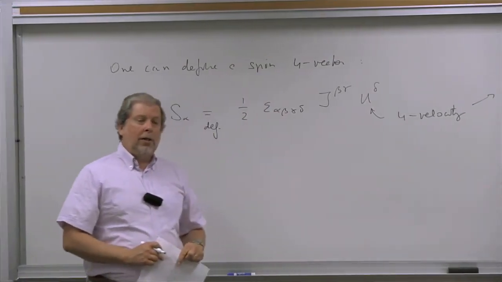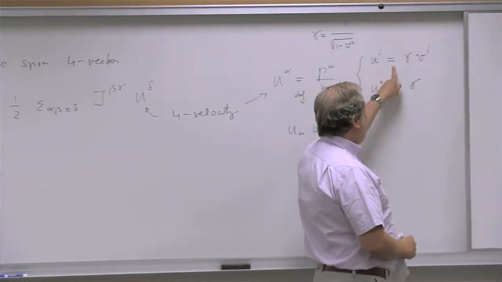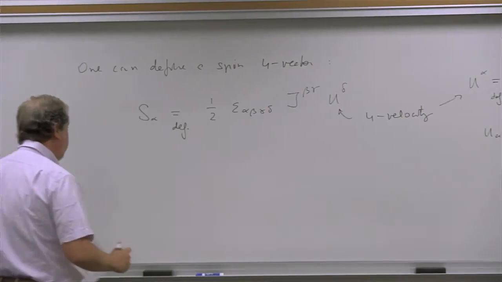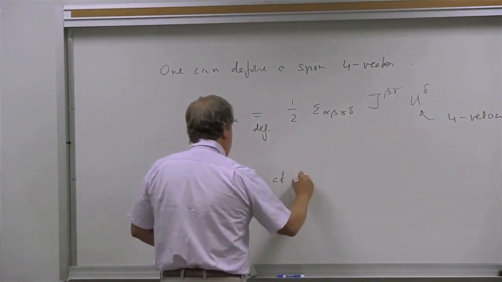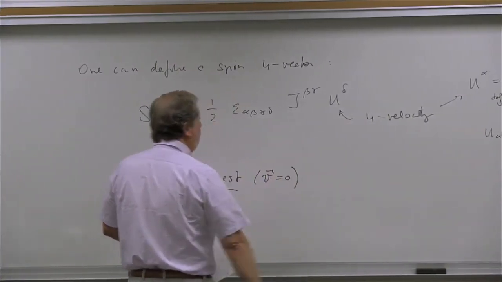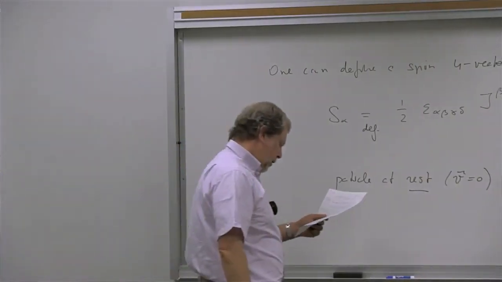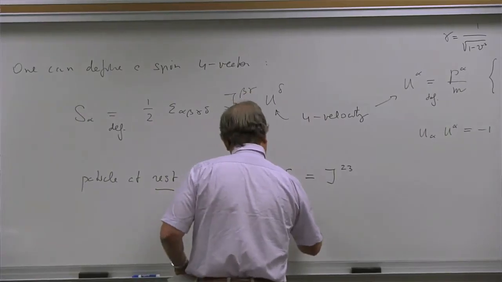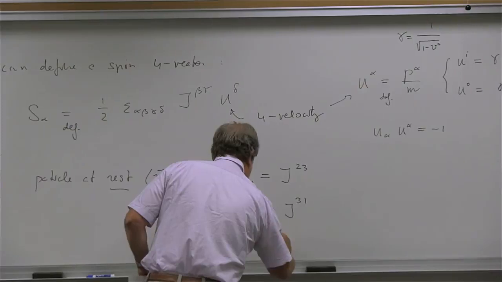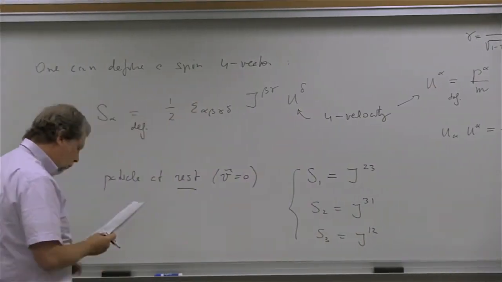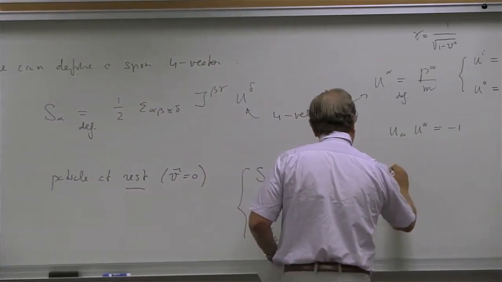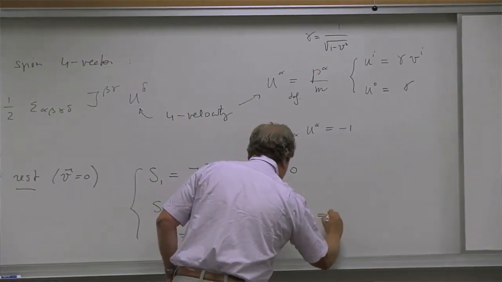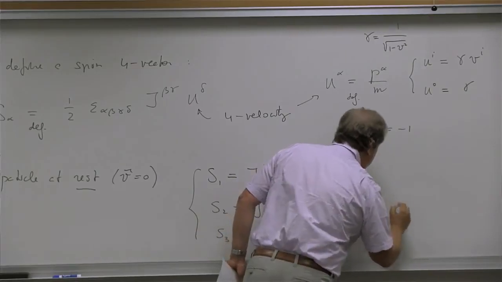And if the particle is at rest, then the u^i are equal to 0, and u^0 is equal to 1. So for a particle at rest, v equals 0, which means in a frame that is attached to the particle, S1 is just J23, and S2 is J31, and S3 is J12. And S0 is 0. And you can also calculate that U^α S_α is always equal to 0, sorry, because the zero component is subtracted.